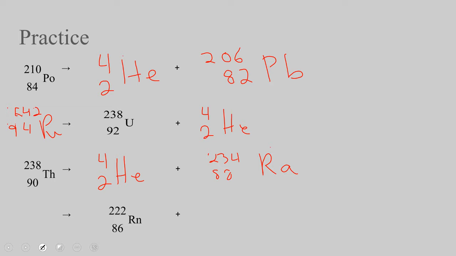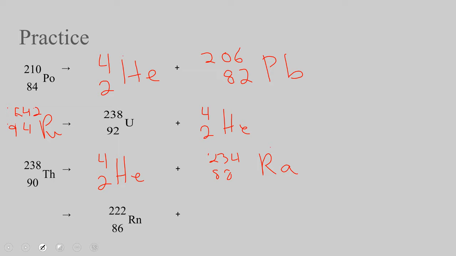So the idea here is that the heavier elements, the heavier isotopes, are going to be less stable than the lighter isotopes, or the isotopes with less mass. So you can see that all of these new species that we've produced are lighter than what they started from.